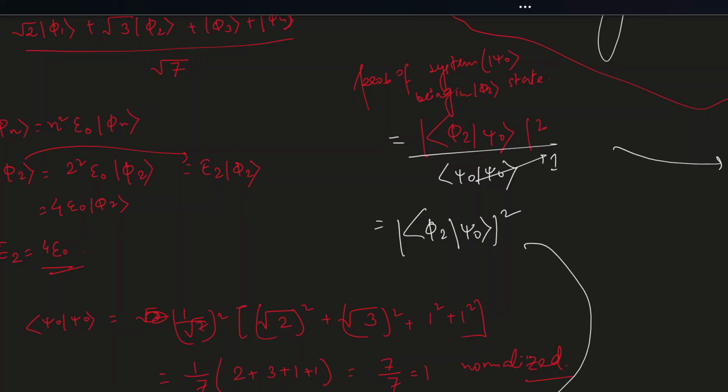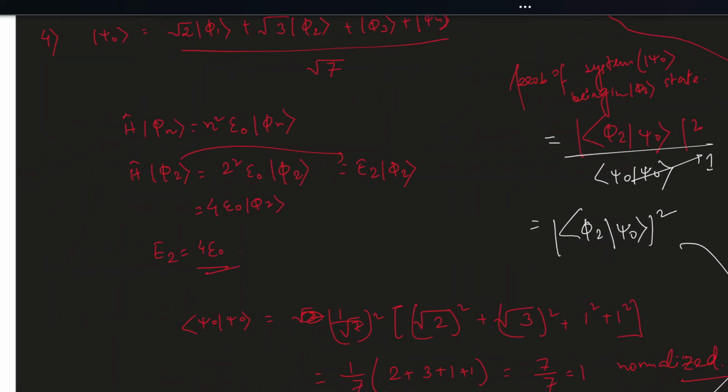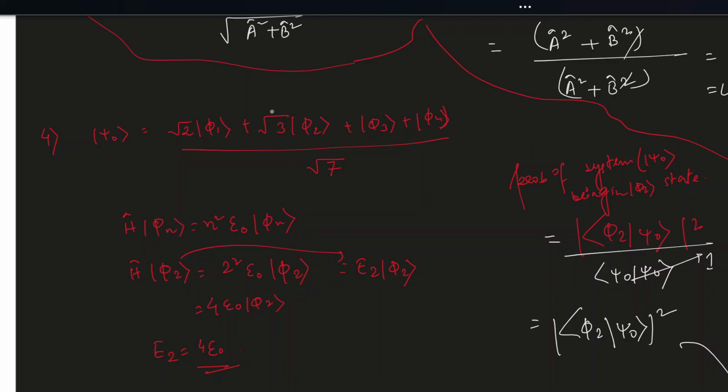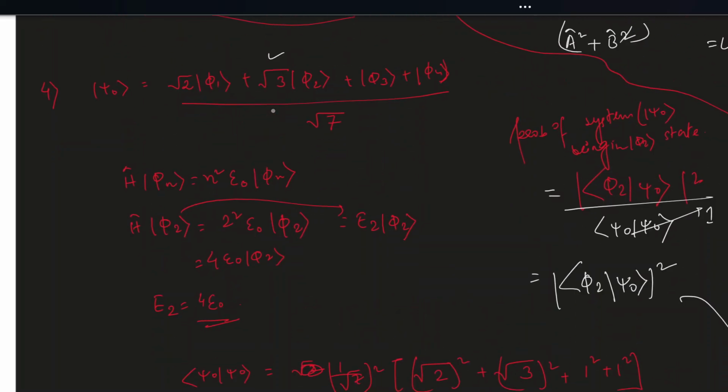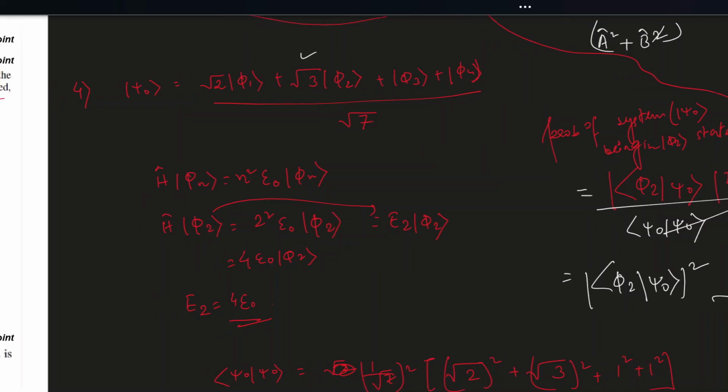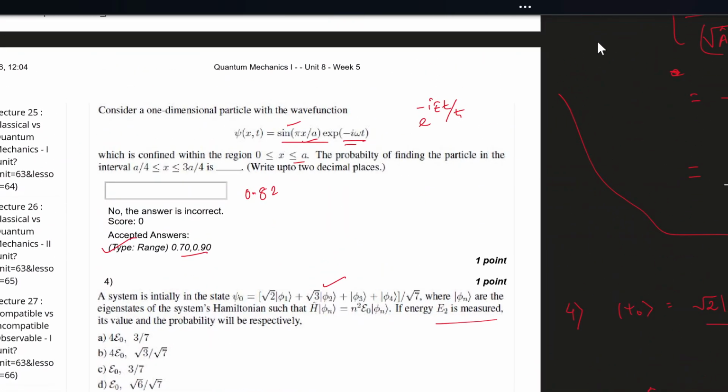Now if that is the case, then the mod square of phi 2 psi naught is basically: how phi 2 is present in psi naught is root 3 by root 7. So that is root 3 by root 7 whole square, which is 3 by 7. So the probability of it being in the state phi 2, or being measured as E2, is basically 3 by 7. So your answer is 4 E naught and 3 by 7.